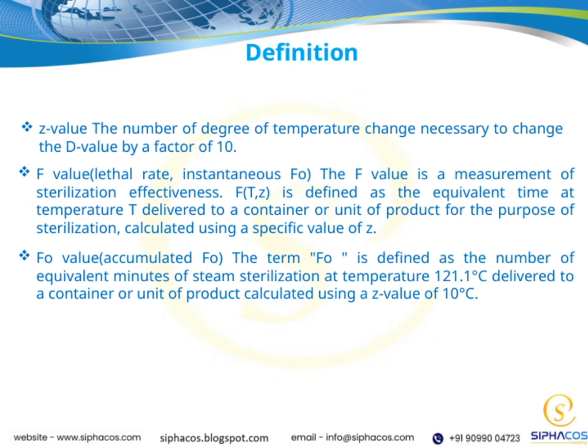Finally, let's look at the Z value itself. The Z value indicates how much we need to change the temperature to alter the D value by a factor of 10. In other words, it measures the temperature sensitivity of the microorganism or process. Understanding the Z value allows us to fine-tune sterilization conditions efficiently, ensuring we achieve the desired level of microbial kill without overexposing the product. Together, these concepts, F value, F0, and Z value, are fundamental for designing and validating effective sterilization processes, which is crucial for maintaining safety and quality in our operations.